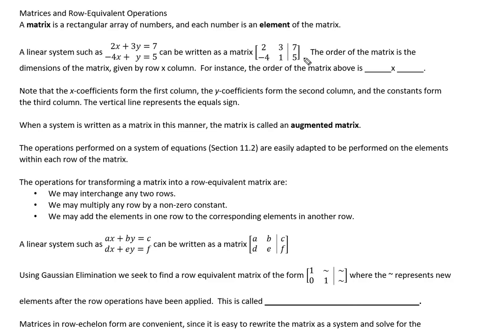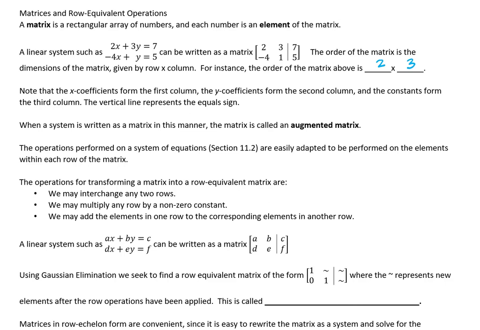And then to describe this matrix, we call the order of the matrix the dimensions given by the row by the column. For instance, this is 2 rows and 3 columns, so the order of this matrix is 2 by 3. Notice that the x coefficients are in the first column, the y coefficients are in the second column, the constants are in the third column, and they all line up nicely with each other. The vertical line represents the equal sign.